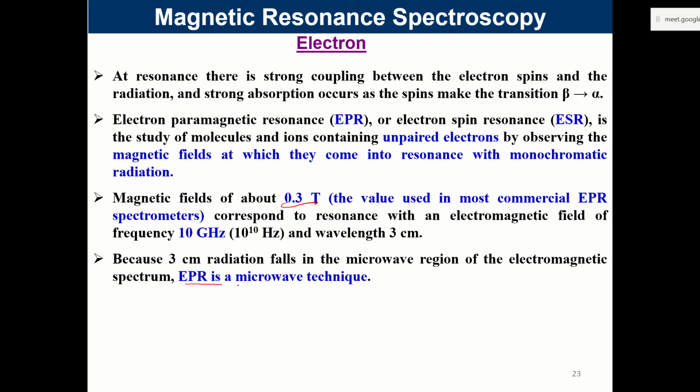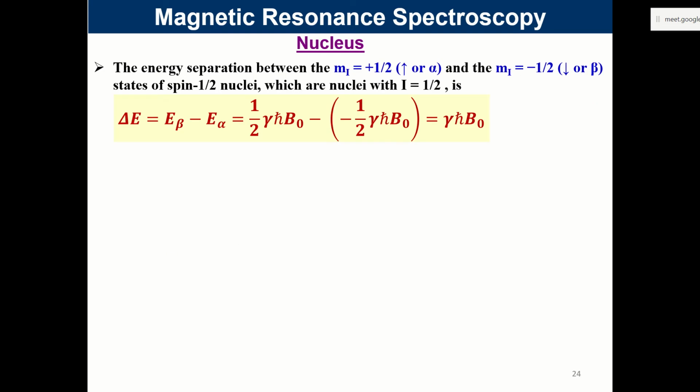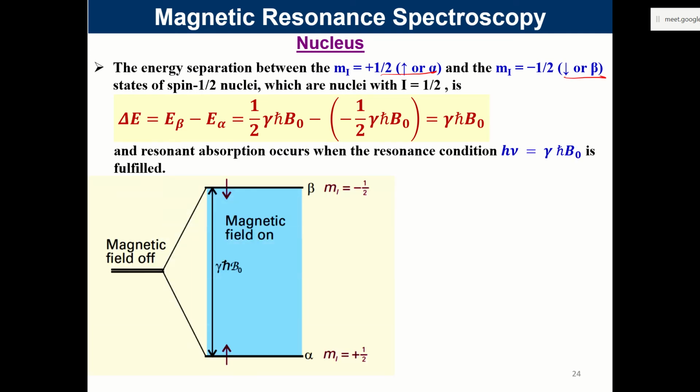So EPR is a microwave technique. I also told you, a similar thing you can visualize with alpha state and beta state for the nucleus. In this case, what will happen, as I told you, is a positively charged proton with a positive charge, undergoing a spin. You can imagine when the spin is pointing in this way, the magnetic moment will also be pointing in this way for the proton, mu.